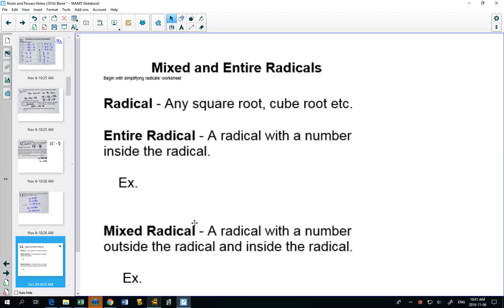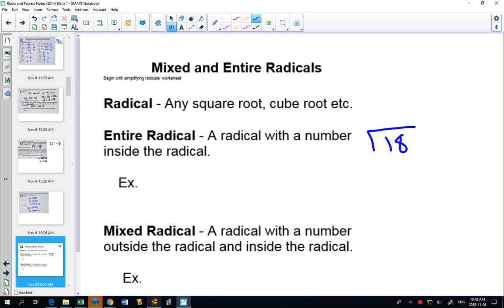In our notes, mixed and entire radicals. A radical is any square root, cube root, etc. An entire radical is a radical with a number inside. So for example, the number we wrote before was the square root of 18. This would be called an entire radical.